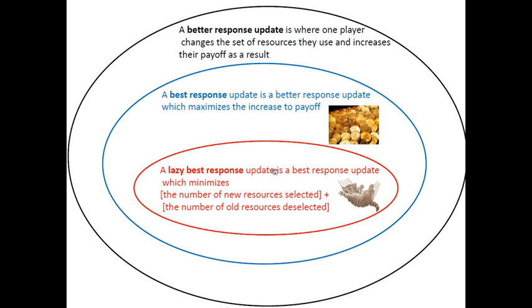So it's an important idea, really. It forms the keystone of this research. And usually you don't need to go into these details because usually there'll only be one best response available, and that will automatically be a lazy best response. But in rare cases, there'll be multiple best responses, and then if you're intent on doing lazy best response updates, you're going to pick the one which involves the least amount of work, which involves changing your strategy set or your resource set as little as possible.